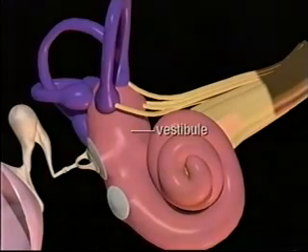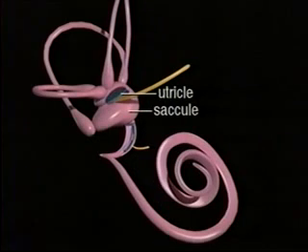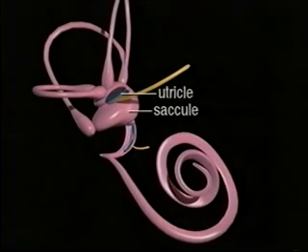Welcome back. Let's move on to take a look at the other sensory organs in the inner ear. In addition to the cochlea, the inner ear houses two other organs that help us detect and maintain our position in space. We'll now look at these. The central egg-shaped cavity is the vestibule, which contains a pair of membranous sacs, the saccule and the utricle.